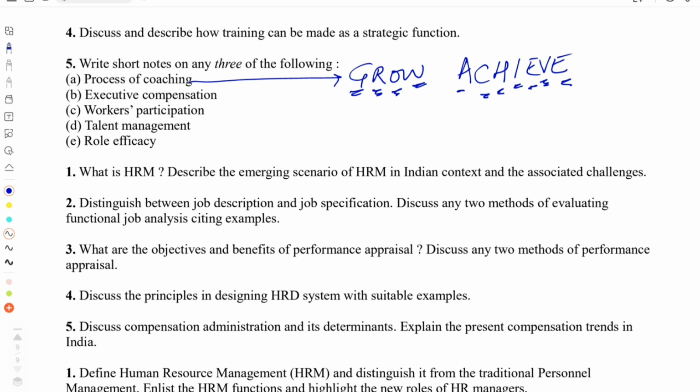The next is executive compensation. So executive compensation is the remuneration package that is specifically designed for business leaders or the senior management and executive level employees of a company. Okay, and it includes benefits such as salaries, perks, incentives, insurance, etc.